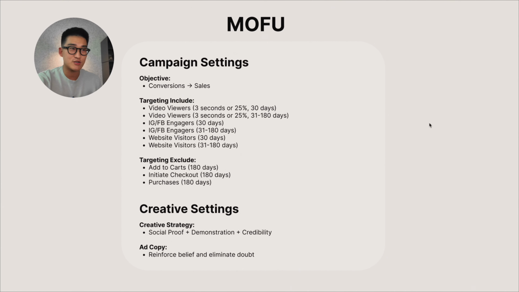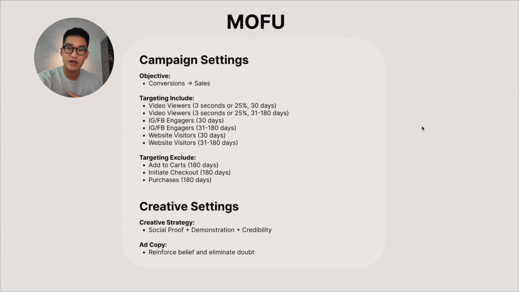For your creative strategy here, you just want to show your social proof, give some demonstrations about your product or service, and add some credibility. That could be through people writing user testimonials or user-generated content, as I mentioned before. For ad copy, reinforce the belief and eliminate doubt.